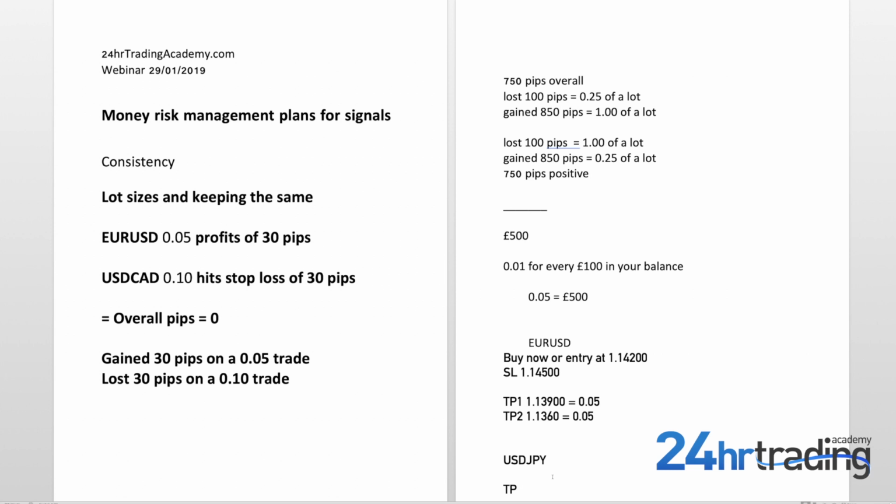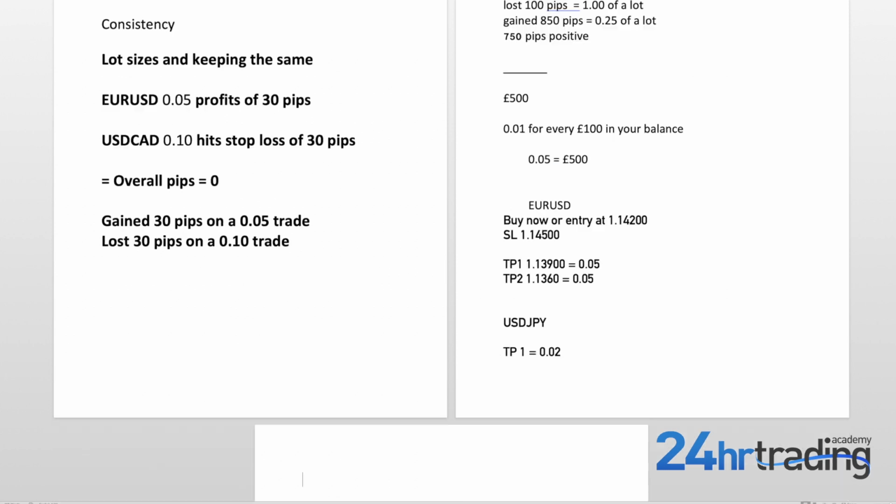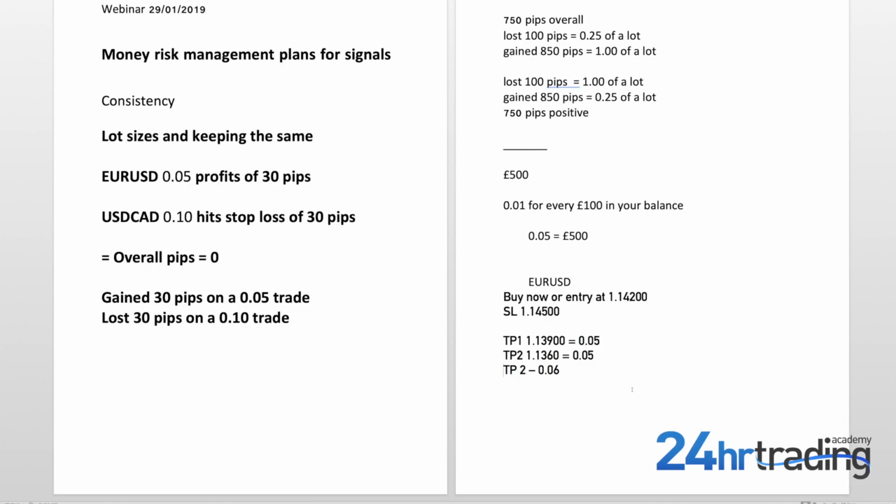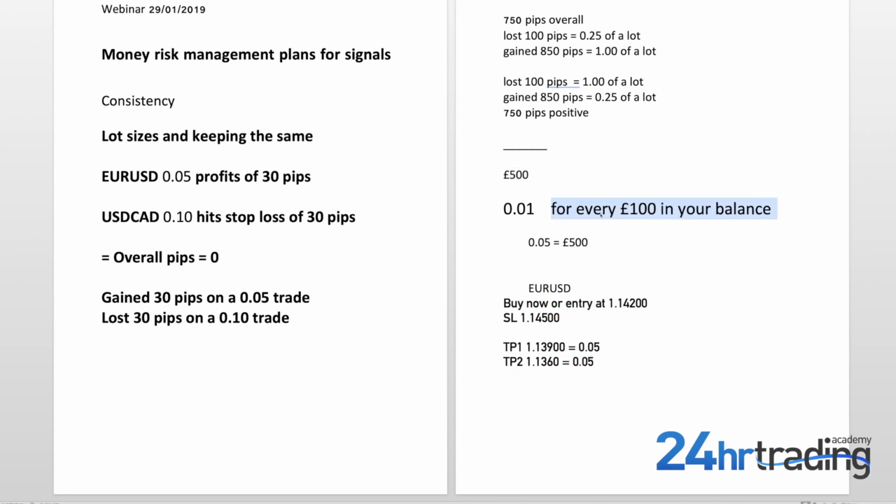For example, I send a new USD JPY signal, TP1, you put maybe 0.02, TP2, you put, I don't know, 0.06. You're not going to be able to be consistent. So make sure you are sticking to 0.05 if you have a £500 account. If you have a £100 account, it's 0.01. If you have a £1,000 account, it's 0.10. Those are what you want to be using as a lot size, a rule of thumb.